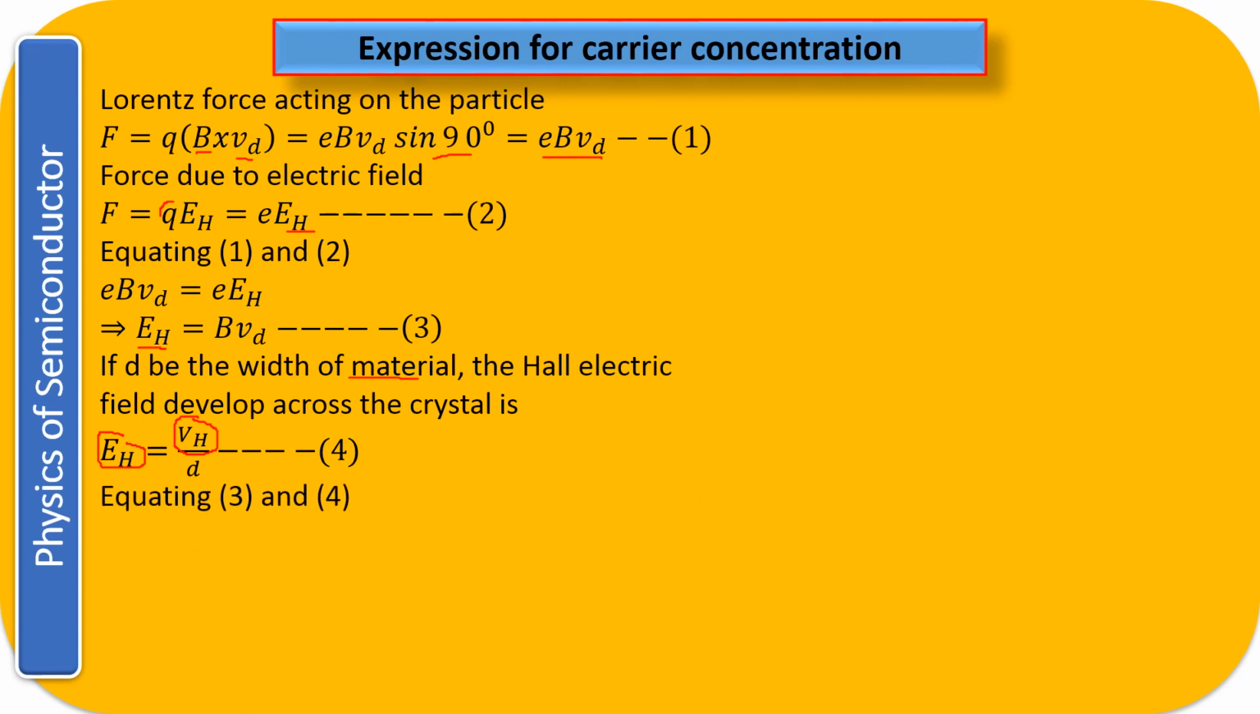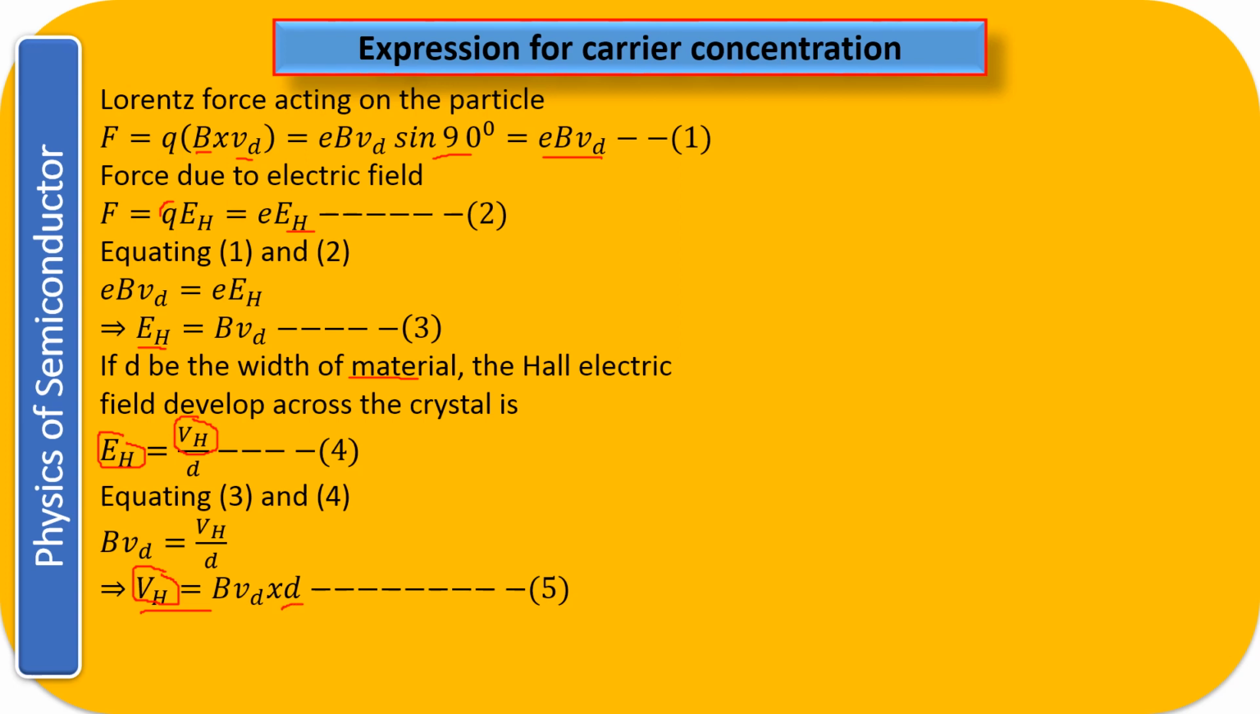Alright, so now what we can do, we can equate equation number 3 and equation number 4. Here we have the EH, and in the next also we have the EH, so we can equate these two equations. By equating, I have calculated the value of Hall voltage. So this was our requirement. What will be the value of the Hall voltage? So Hall voltage is equal to B Vd, V being your drift velocity, into the thickness, right? So this is your Hall voltage.